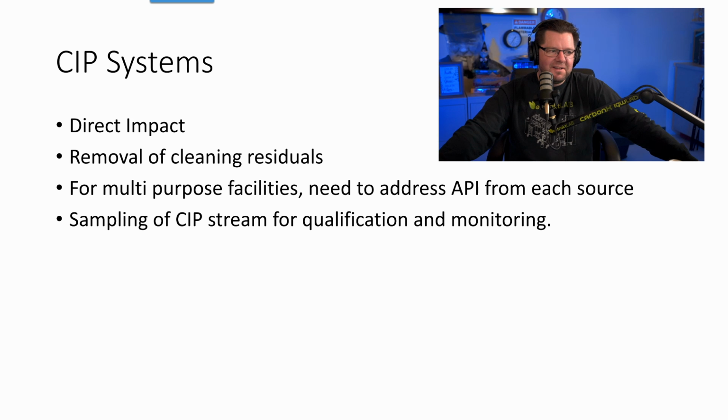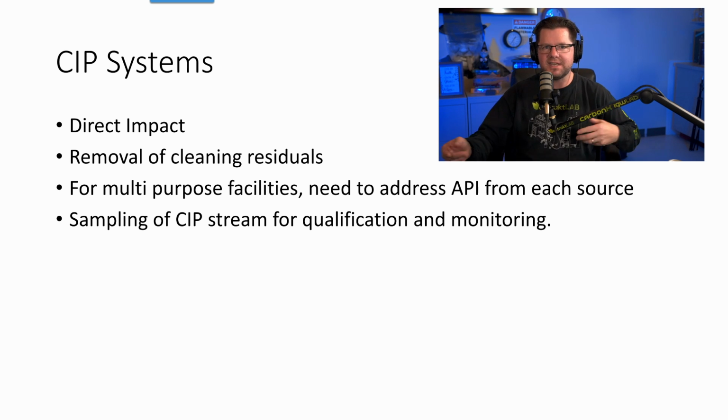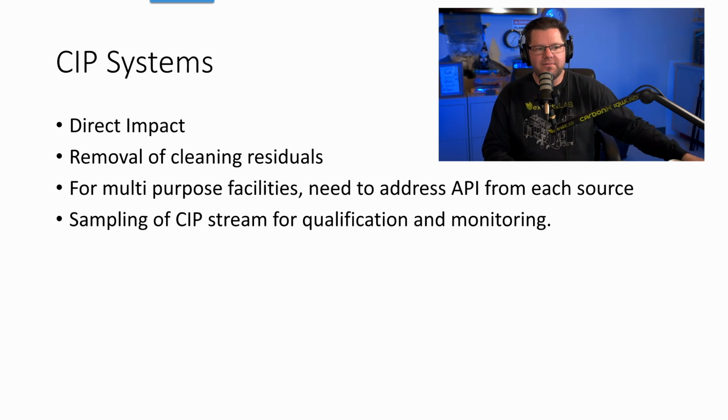Okay. So let me see here. Sampling of CIP stream for qualification monitoring. So probably one thing you need to think about when you're designing your system is that you need to have sampling streams, so you can qualify. People put everything together and then there's no way to get at it without taking it apart. So sometimes you got to make sure that you have that in there. It should be in your URS.